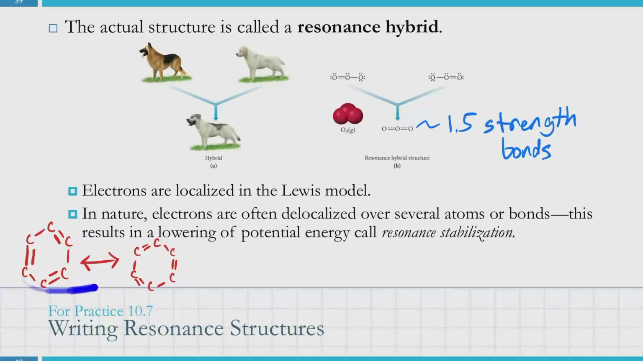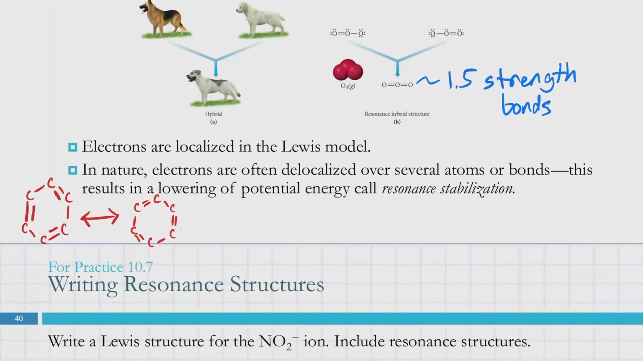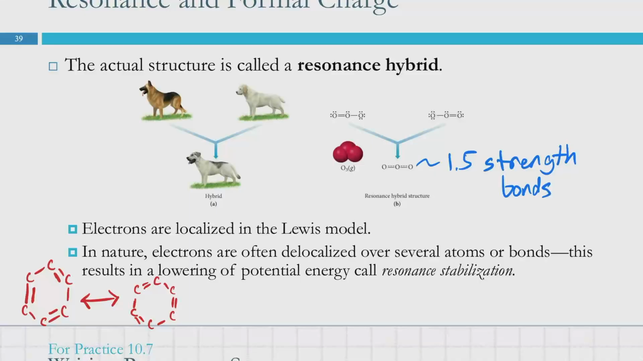In reality, it's the hybrid of these two. It's 1.5 strength bonds kind of the whole way around, and the electrons can basically just move around relatively freely. And this is a very, very stable molecule. Gives you cancer for interesting reasons. It's because it's flat. Okay, questions about resonance hybrids? We generally will not be drawing the hybrids, we'll just be drawing the resonance structures.